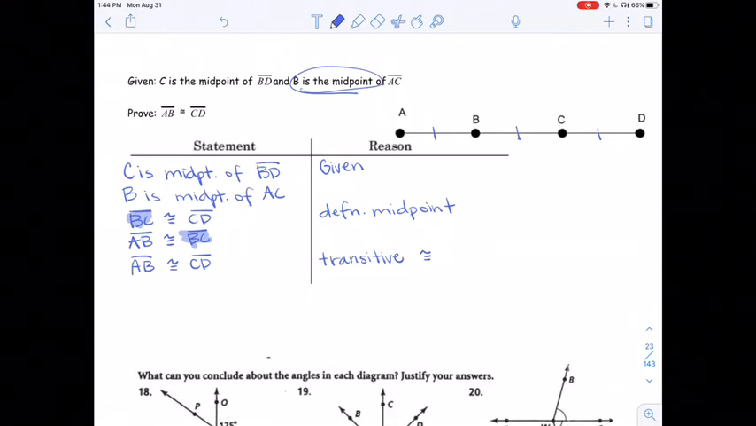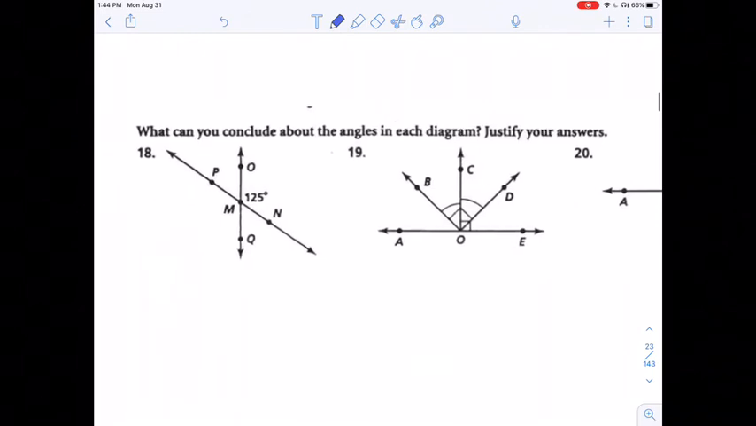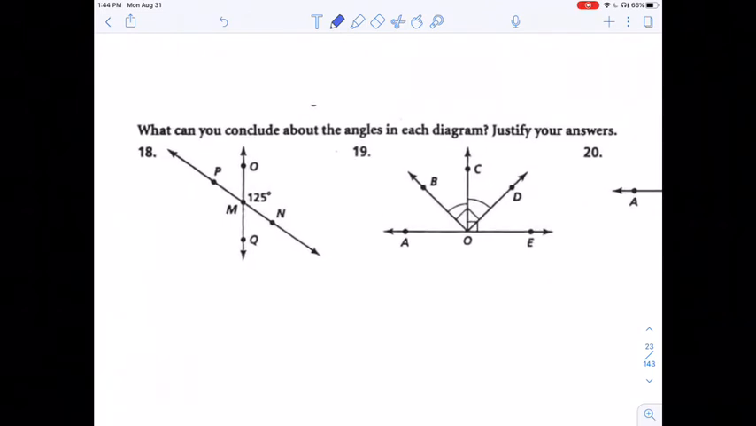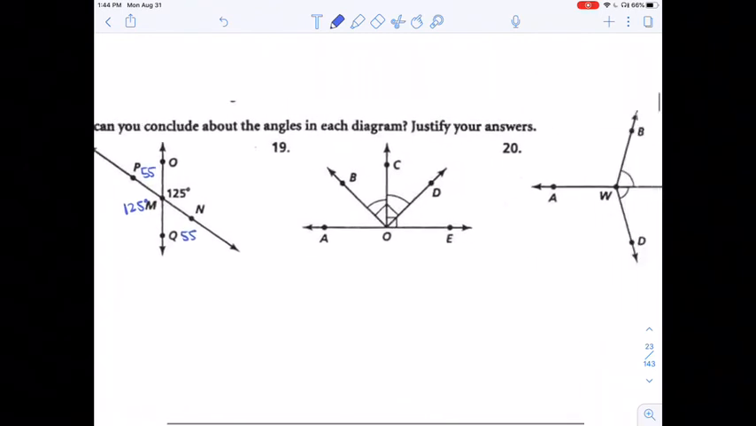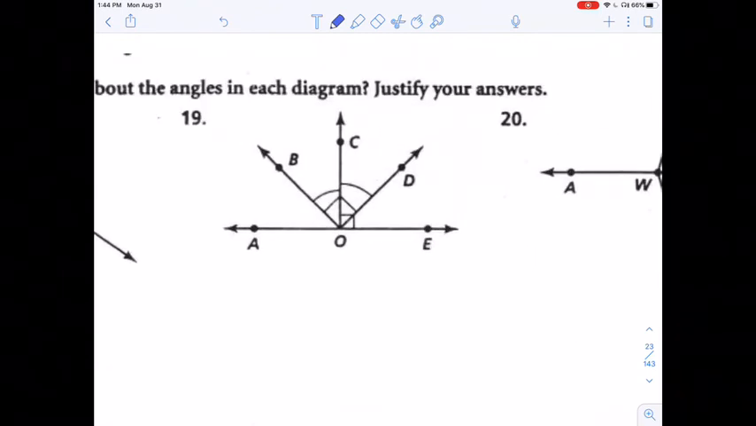And then let's take a look at these angles and we'll be done for today. What can you conclude? Remember, we can only conclude vertical angles and linear pair. So we could conclude that this angle over here is 125 and that we have 55 and 55. We could take this one and take it a little bit further. So we have 90 and this one here is also 90. And if AOE is a straight angle, then we have 90 over here as well. And all of these would end up being 45 degrees.